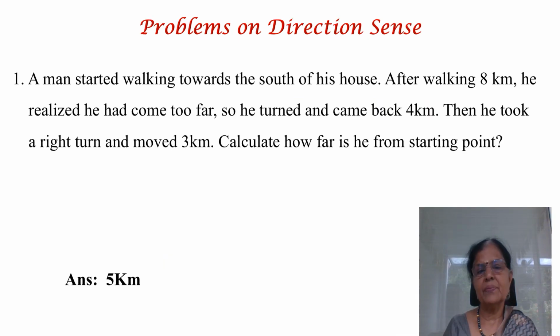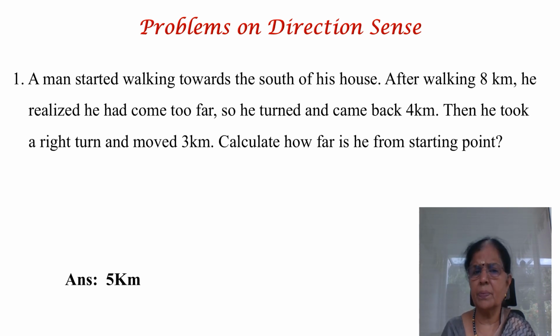Now, read the first problem. A man started walking towards the south of his house. After walking 8 kilometers, he realized he had come too far. So he turned and came back 4 kilometers. Then he took a right turn and moved 3 kilometers. Calculate how far he is from the starting point.